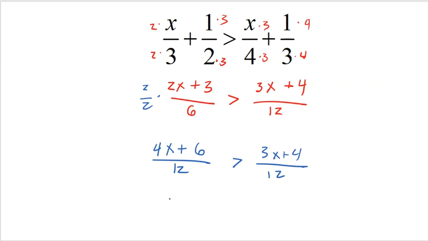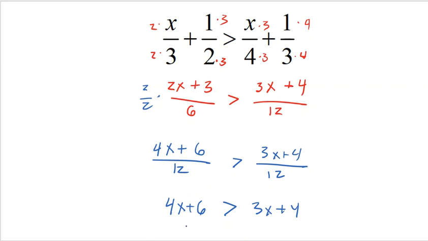So now I could think about the 4x plus 6 needs to be greater than the 3x plus 4. If that's true, then obviously the statement above it is going to be true, because when you divide by 12 on both sides, it's going to do the same thing to both sides. So that's why once the denominators are equal, then I could just focus on the top.